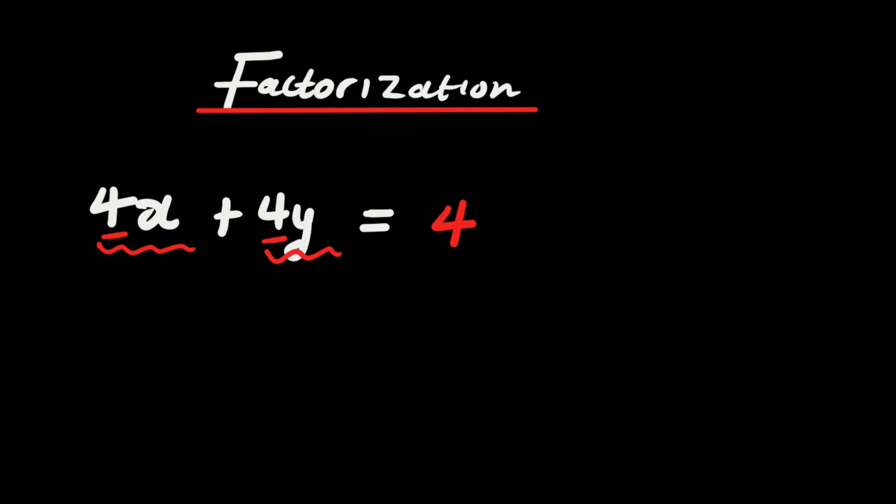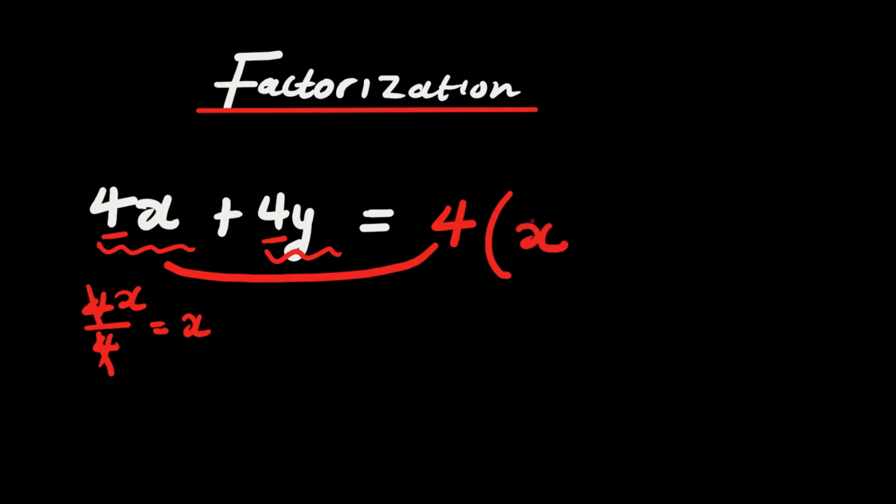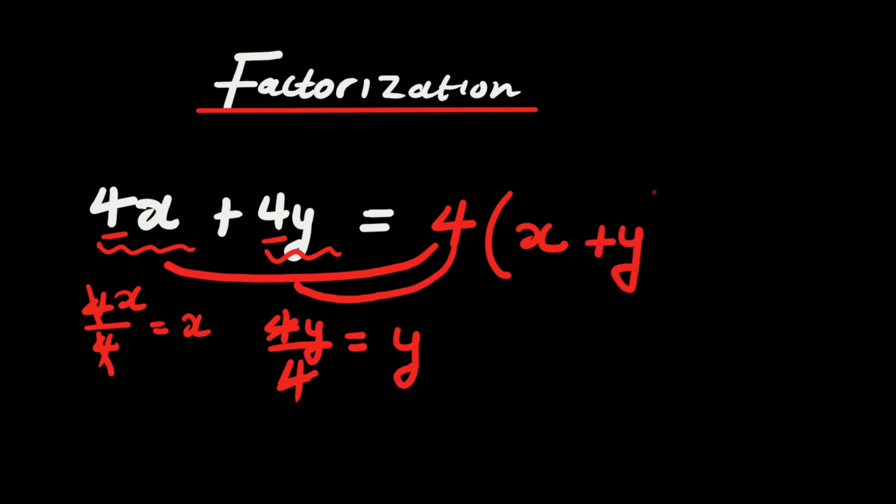Now what you do with this 4 is you come back here and say 4x divided by 4. What are you left with? This 4 takes out this 4, and you're left with only x. So you open a bracket and say x. Then you take the same 4 and say 4y divided by 4. This 4 takes out that 4, and we're left with y. So plus y.